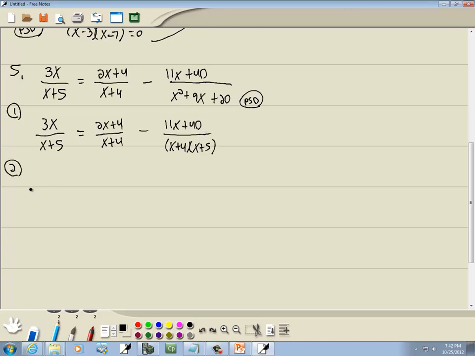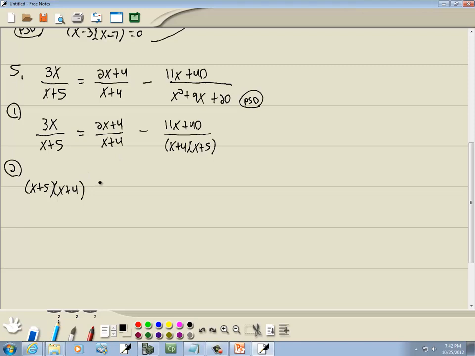Step 2, figure out your LCM and then multiply everything by it. Well, let's look at our first factor here. We have x plus 5. We're looking for the greatest number of x plus 5s in any single denominator. There's 1 here, none here, 1 here. So the greatest number of x plus 5s in any single denominator is 1. Then I look at my next factor, the x plus 4. I'm looking for the greatest number of x plus 4s in any single denominator. There's none here, 1 here, 1 here. So the greatest number of x plus 4s in any single denominator is 1.